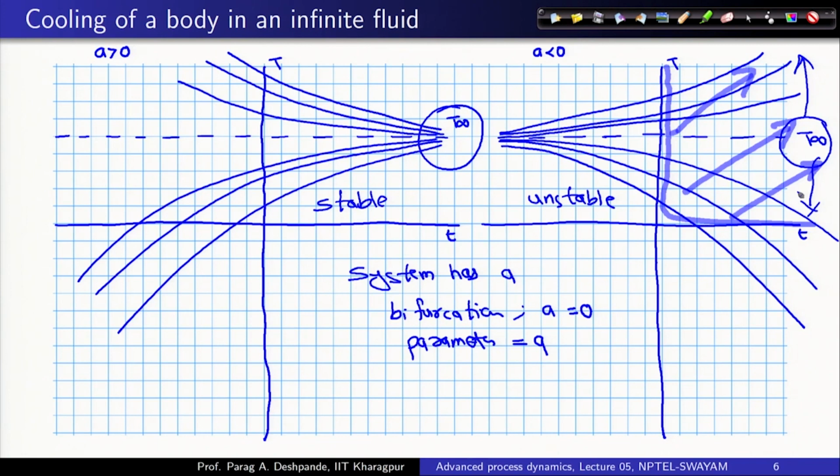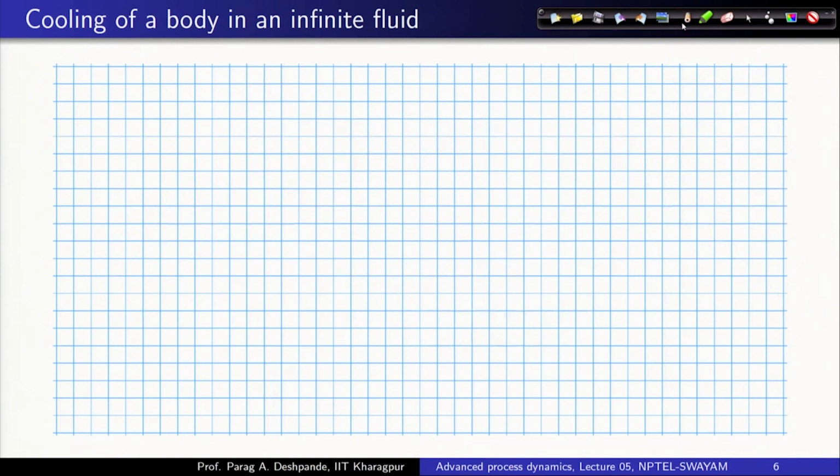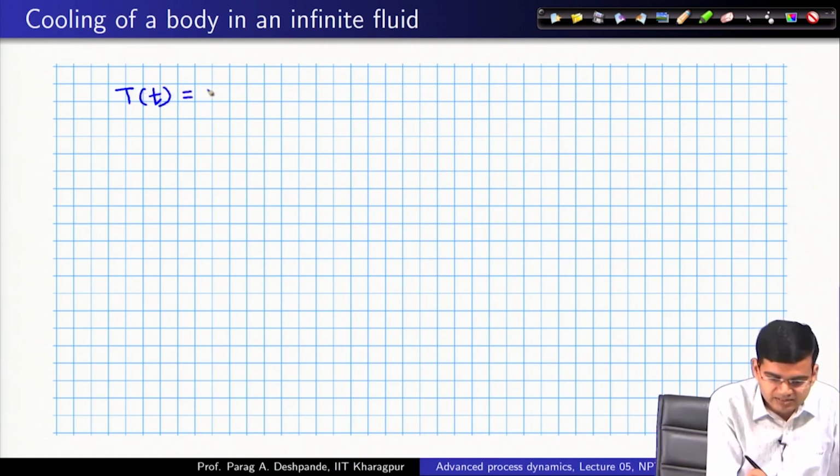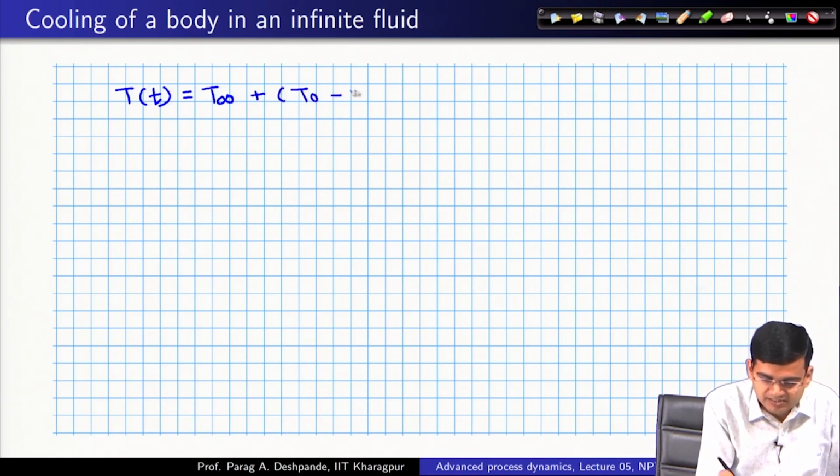Now, when we drew these phase portraits without actually solving the problem, can we ensure that these are actually the solution lines? For that, let us do one thing, let us draw these curves and visualize these curves. So, our solution, let us remind ourselves that our solution was T of t is equal to T infinity plus (T0 minus T infinity) e to the power minus a t.